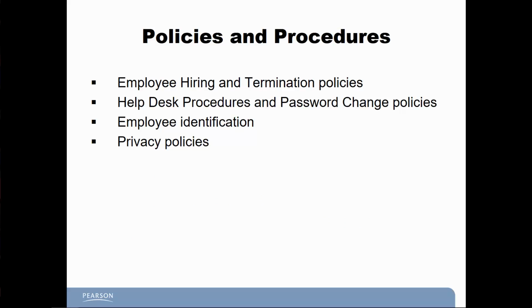How do we protect against this? Normally by policies and procedures, meaning we need to have policies in place, like employee hiring and termination policies. That way we know how we're going to hire and fire people. Maybe privacy policies, on what you can and cannot disclose. Password policies, acceptable use policies, policy for employee identification. That's always a big one.